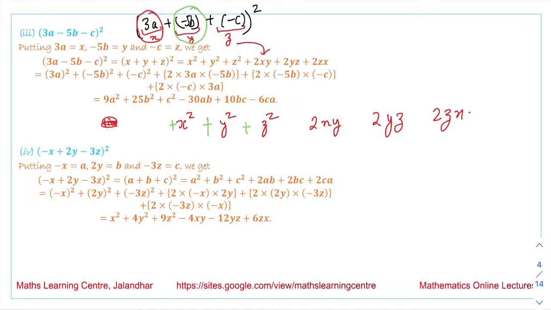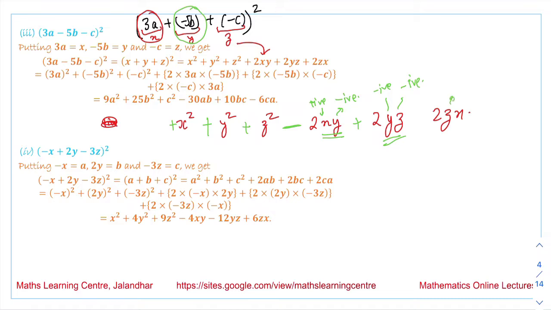Now it is x into y. X is positive, y is negative, so in the final answer you will have a negative sign over here. Now in the next term it is y into z. Y is negative, z is negative. Both of these are negative, which means it will have a plus sign over here. And the last term is z into x.